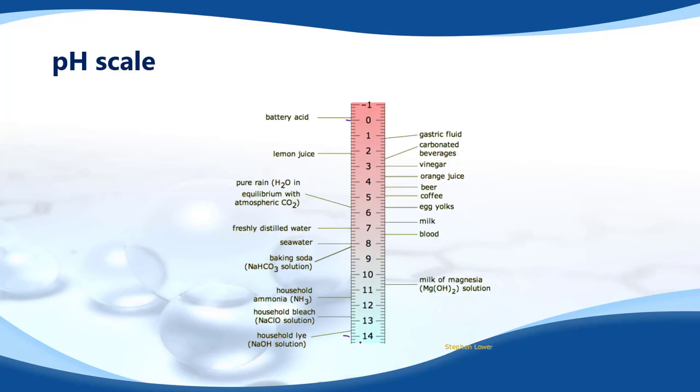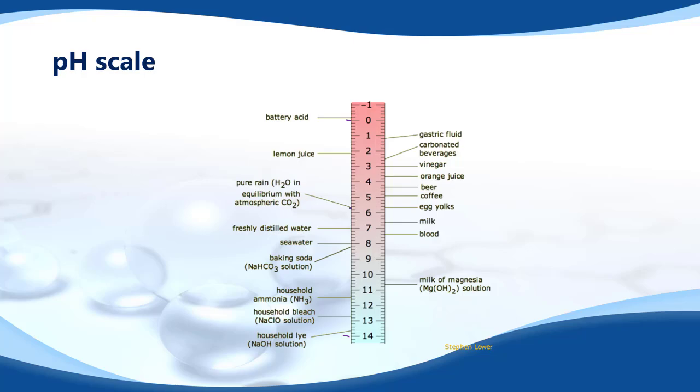You can also get bases that go above 14. So you're not just limited from 0 to 14. It's just the common range where you see most things in your daily life. But a couple things to keep in mind. Blood is actually very slightly basic, roughly 7.3 on your pH scale. Baking soda is a base, ammonia is a base, bleach is a base.